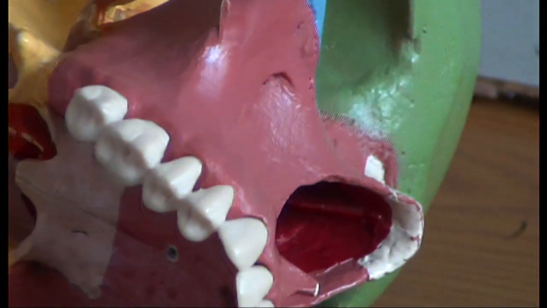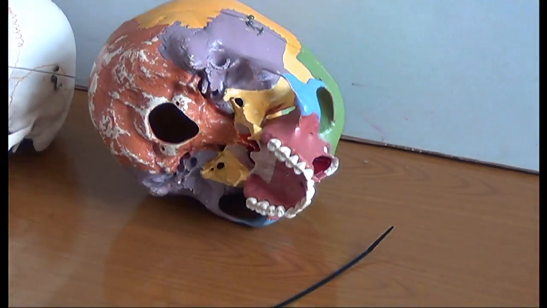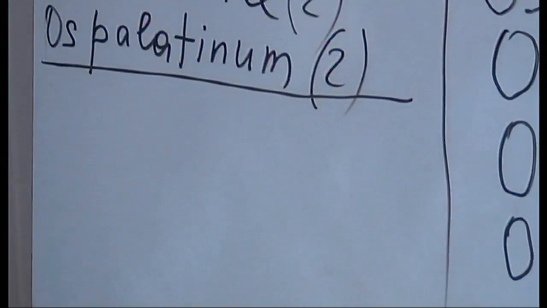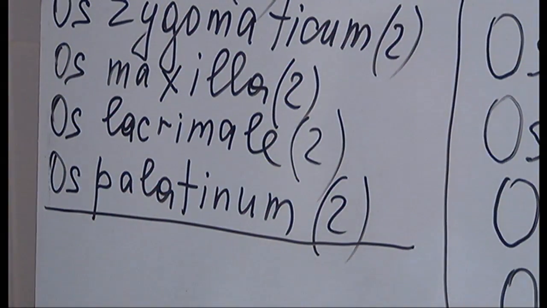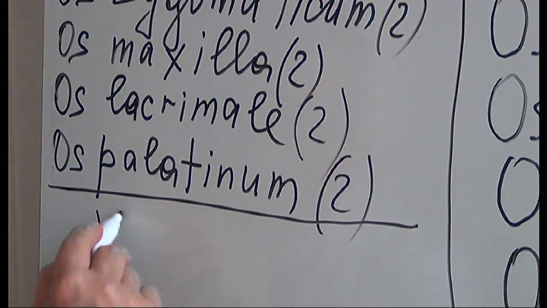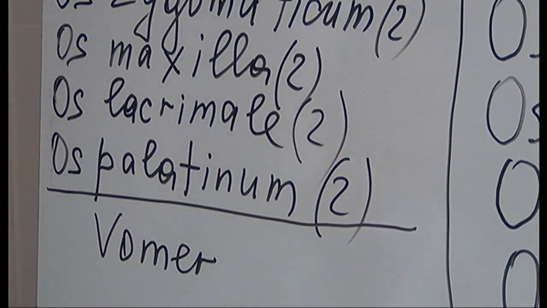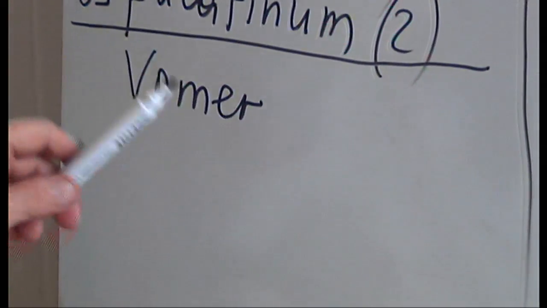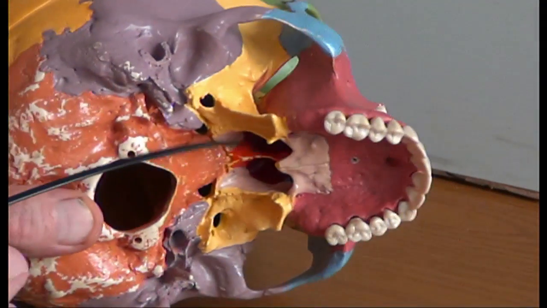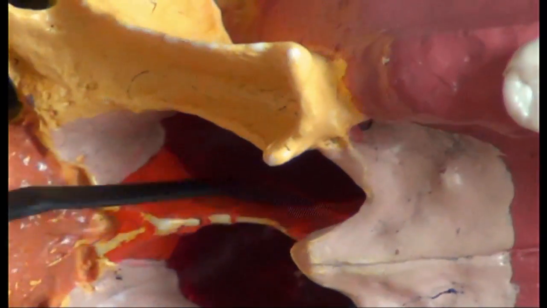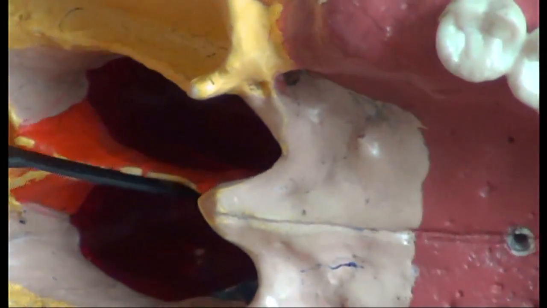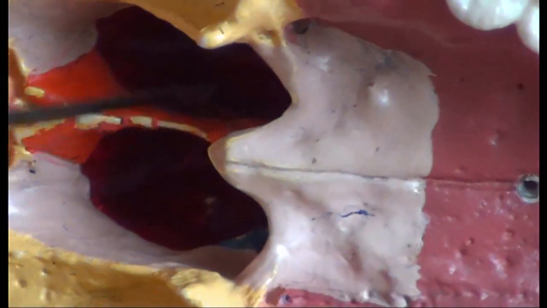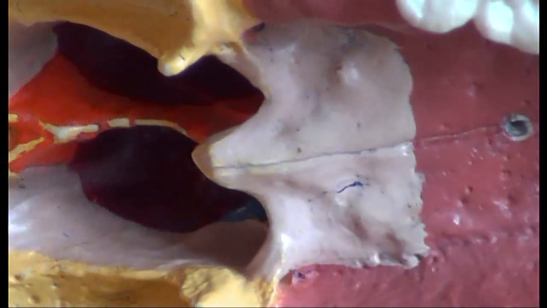And then we can find several unpaired bones. First of all, the so-named vomer. It's interesting, but usually we don't use this word os with vomer, we say just vomer. It's an unpaired bone which also divides the nasal cavity into left and right parts. So here it is, vomer.